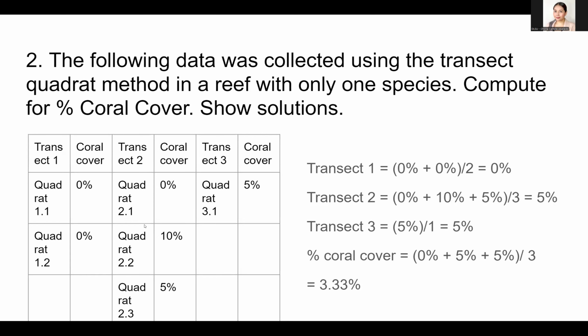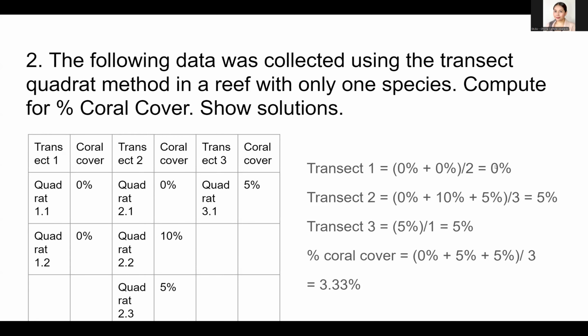For transect 2, you have 3 quadrats with readings of 0, 10, and 5. So 0 plus 10 plus 5 is 15, divided by 3 would result to 5%. While transect number 3 only has 1 quadrat, which is 5%. 5 divided by 1 is 5%. So now we have the averages of the 3 replicates. But to get the percent coral cover of the reef, we need to average our 3 replicates.